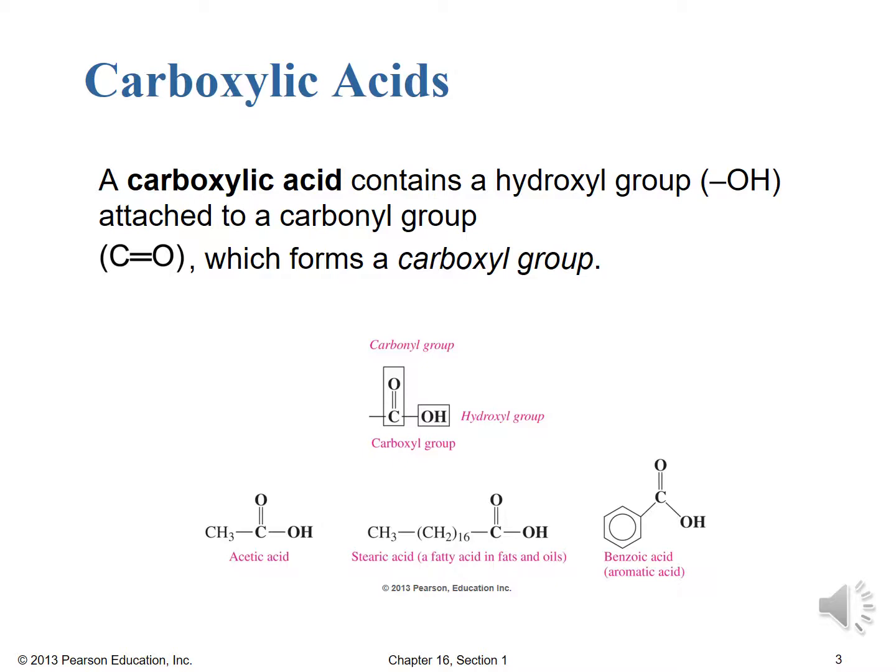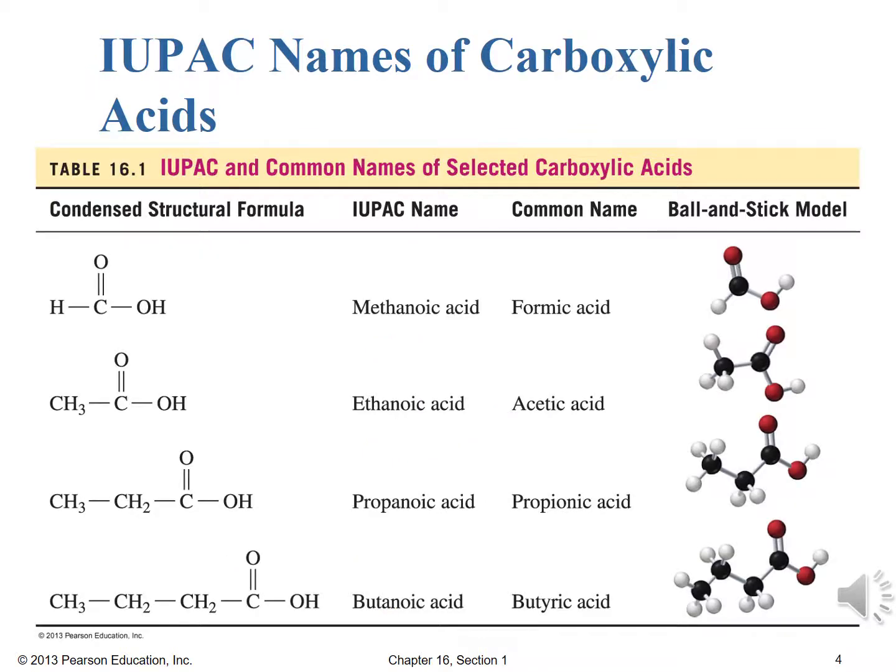We see some other acids down there. Acetic acid would be our common name for the 2-carbon carboxylic acid. Of course, the IUPAC name would be ethanoic acid. Stearic acid we'll talk about again when we talk about lipids because it's a fatty acid involved in the formation of fats and oils. And then finally, benzoic acid is an aromatic acid, and that should be clear in terms of coming right off of the benzene ring, so therefore the benzoic acid name.